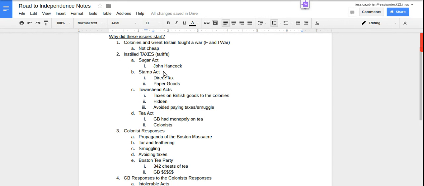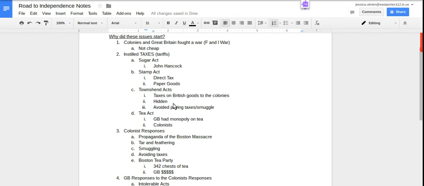And then finally, we have the Townshend Acts. These are taxes on British goods sold in the colonies. So they're hidden taxes. When the colonists would buy paint or glass, right? Say yesterday it cost $3, today it's going to cost $4 because of the Townshend Acts. The acts are placing hidden taxes on these British goods sold in America.